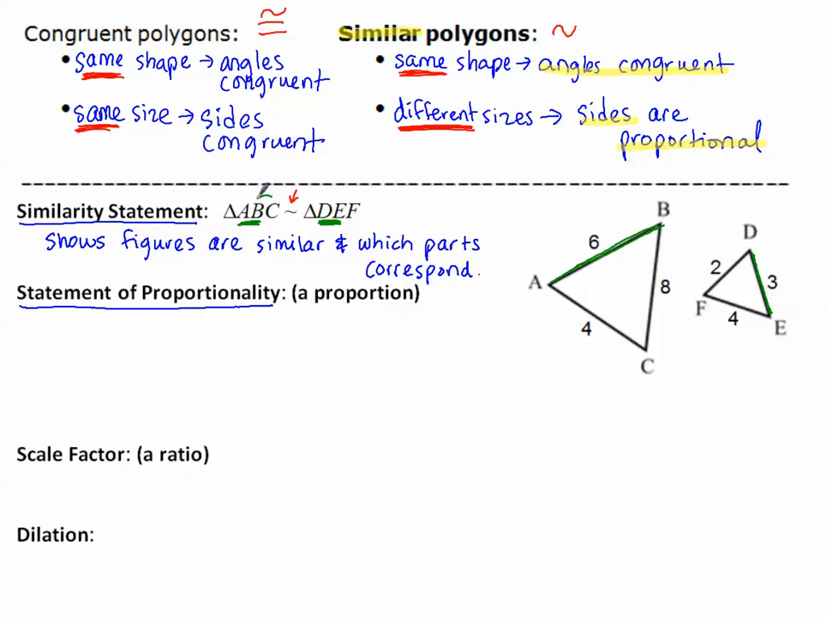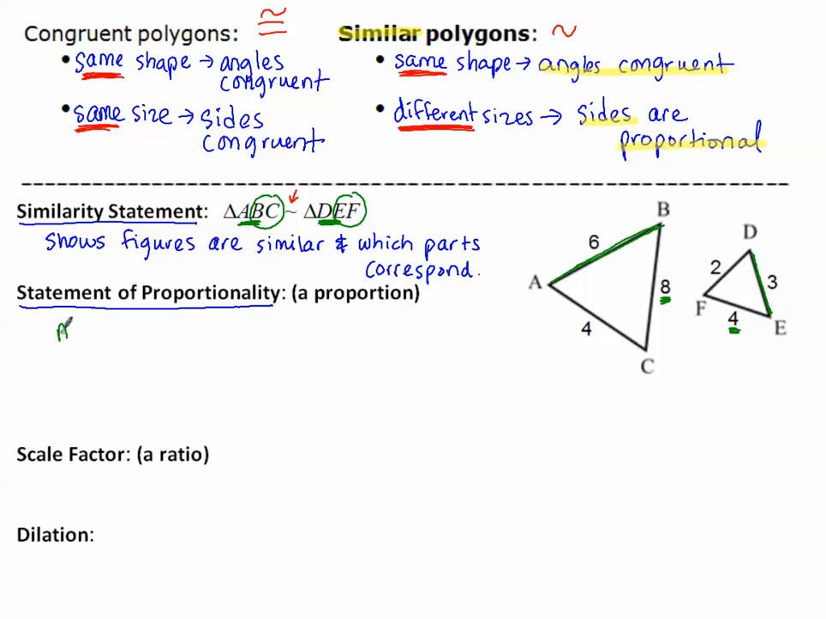How about BC and EF? Look at this number and this number. How do they relate to each other? Are you starting to see a pattern? 6 is twice as big as 3. 8 is twice as big as 4. The last pair that we didn't match up, 4 is twice as big as 2. That's what we mean about the sides being proportional, and that's how we show it.